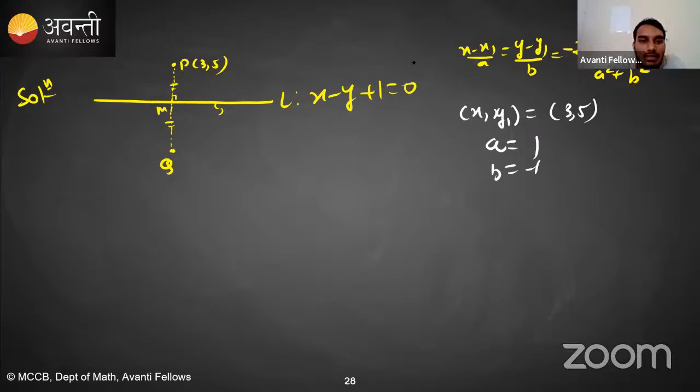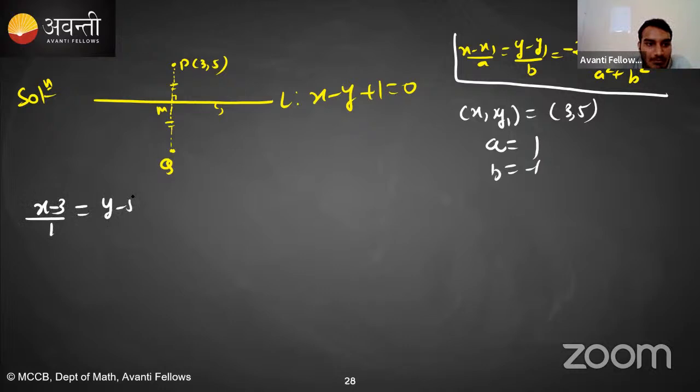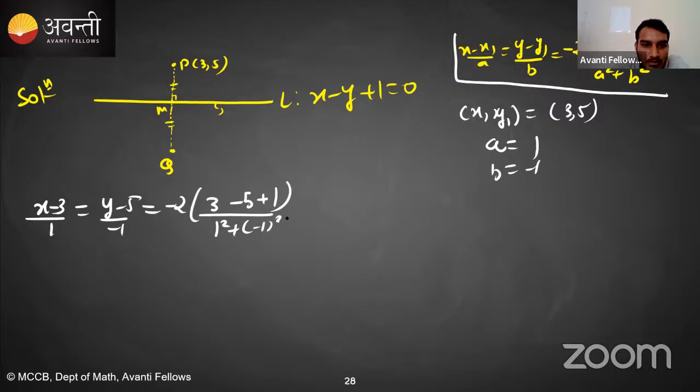Okay, so I said that the equation of the line is given. The image of the line can be found using this formula as we have discussed in the class, right? So (x1, y1) is nothing but (3, 5), a is 1, b is minus 1. So now using this equation, we can say that (x minus 3) upon 1 is equal to (y minus 5) upon minus 1 is equal to minus 2 times (a x1 plus b y1 plus c) upon (1 square plus minus 1 square), so 3 minus 5 plus 1.